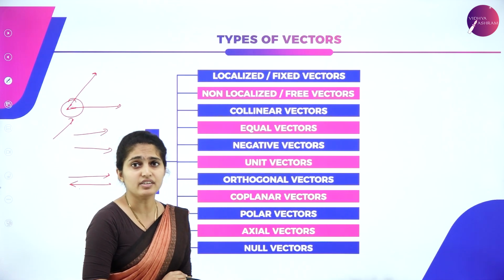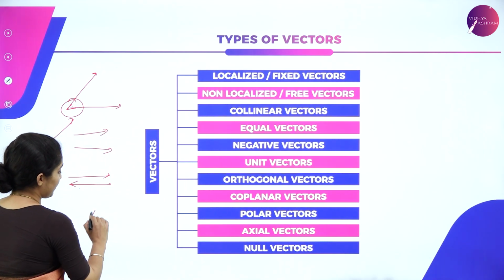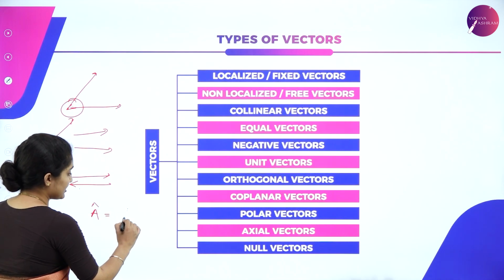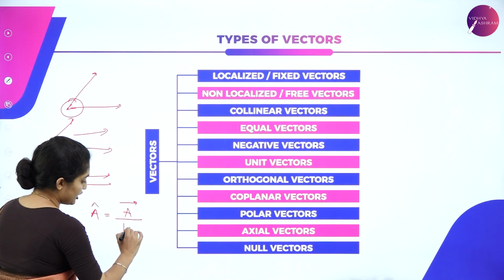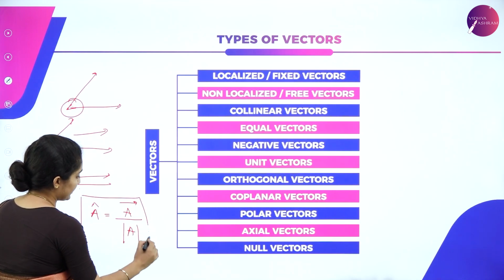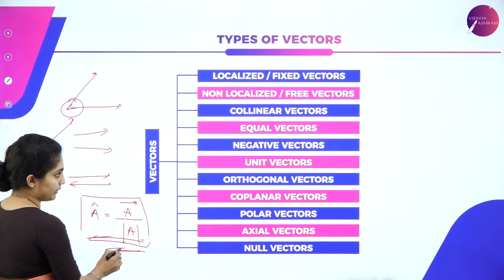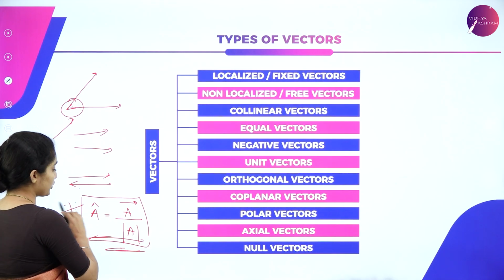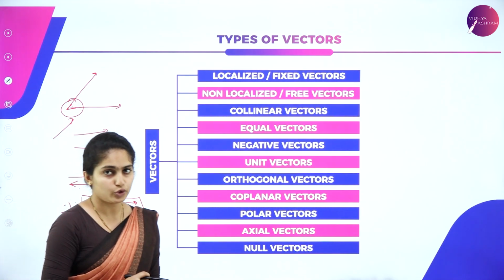We have unit vector. For a unit vector, here we can give a cap, it is a vector quantity divided by the magnitude of the vector quantity. This possesses the unit vector. This formula is very much important for solving a few numericals.